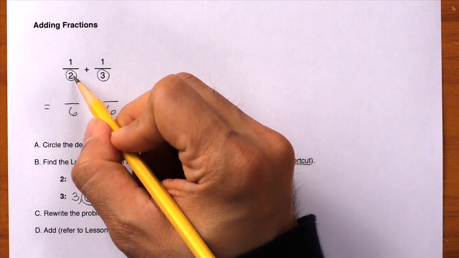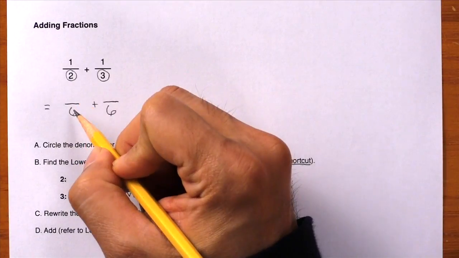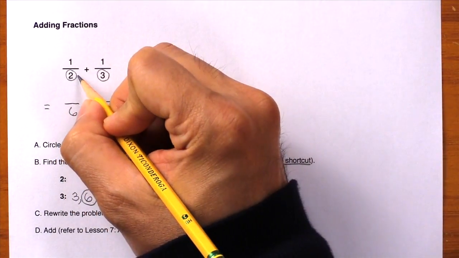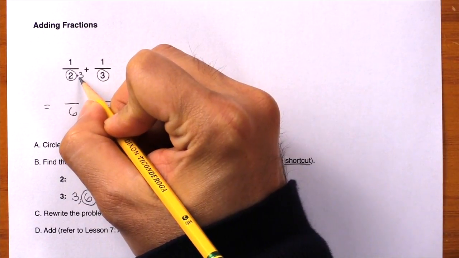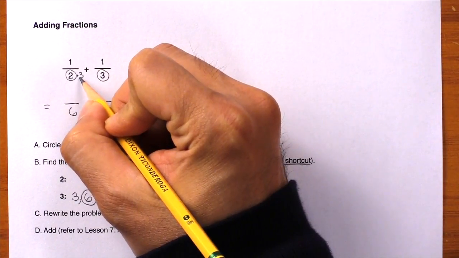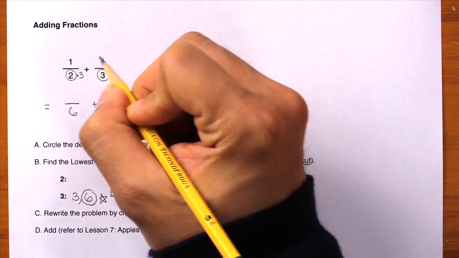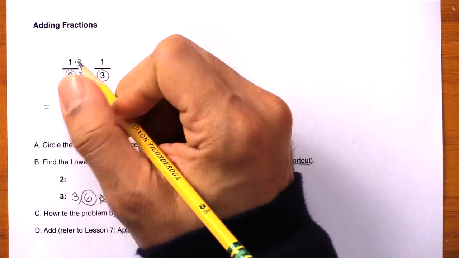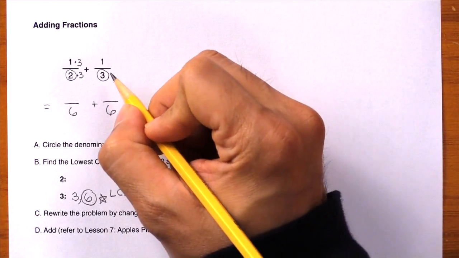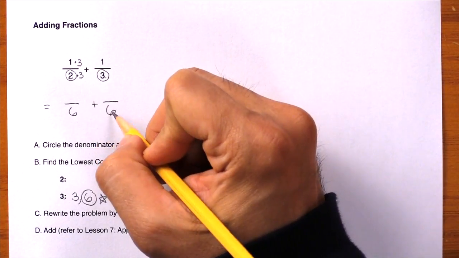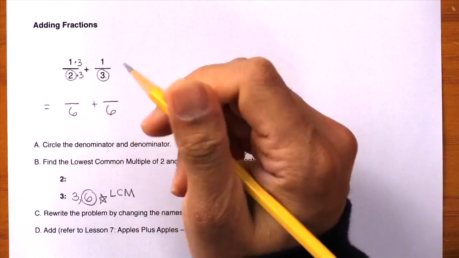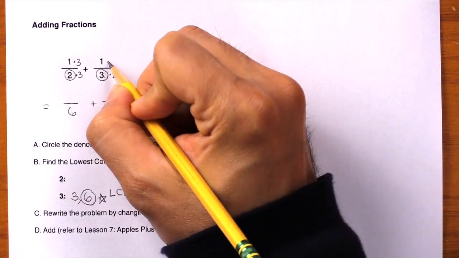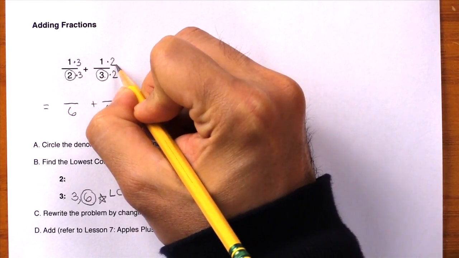Now, how did you go from this 2 to the 6 using multiplication? And we did that by multiplying by 3, so write times 3. And whatever you do to the denominator, you have to do the same thing to the numerator. So write times 3 up on top. Next, how did you get from this 3 to the 6 using multiplication? And we multiplied by 2. So write multiplied by 2. Same thing for the numerator.